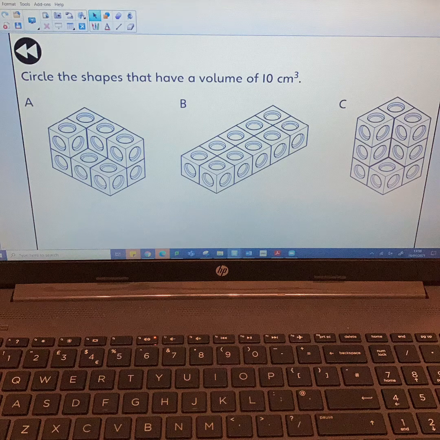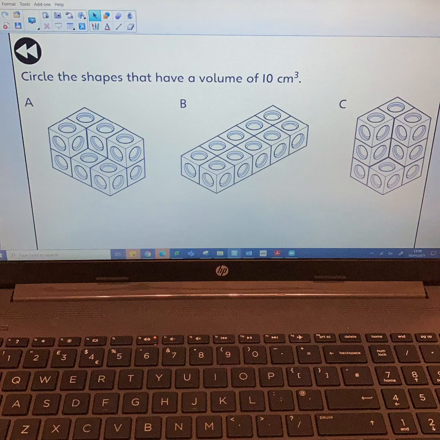Answer time then for this little fluency first. So we need to have a look at each shape and count the cubes, because 1 cube is 1 cubic centimetre. It's a centimetre times a centimetre times a centimetre. So if you count the cubes, you will find the volume. So for A then, it's got a base layer of 3 times 2, which would be 6. And then it's got 4 on the top, 6, 7, 8, 9, 10. So A would have a volume of 10 centimetres cubed.